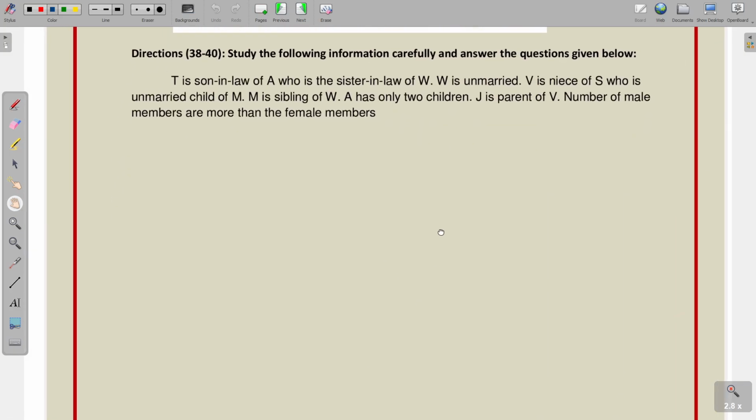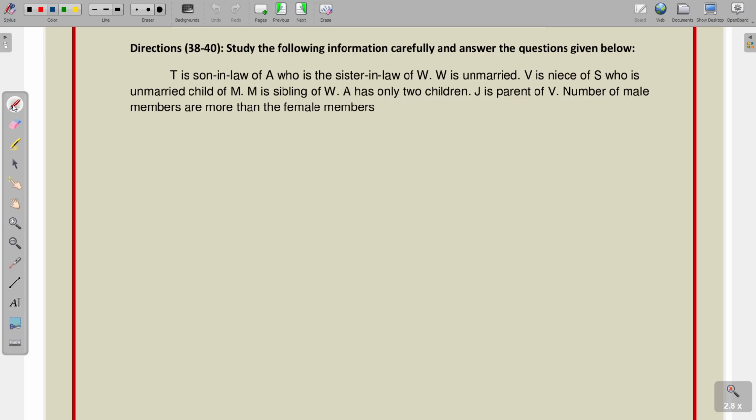38 to 40, so here we have a blood relation. See the first one, T is son-in-law of A, who is the sister-in-law of W. So T is the son-in-law of A, it means A has a daughter and this daughter is married to T. Okay, son-in-law of A. Next, A is the sister-in-law of W, it means W has a brother or sister, this person is married to A. Okay, so these two are a married couple. And next, W is unmarried.